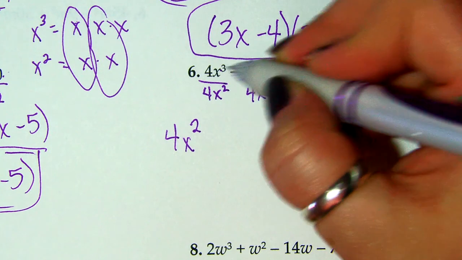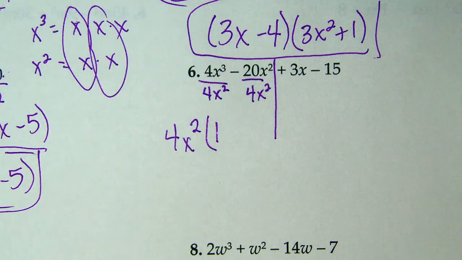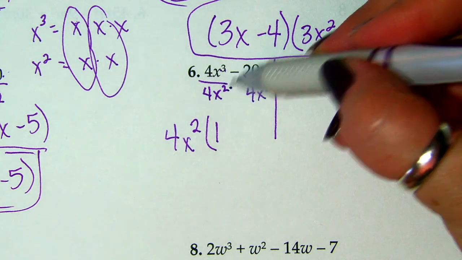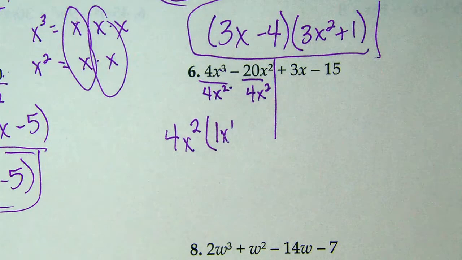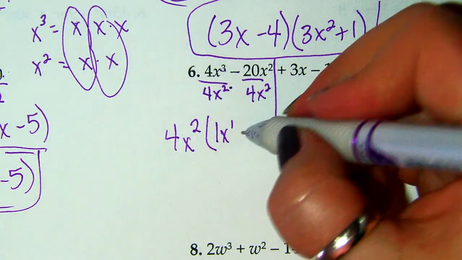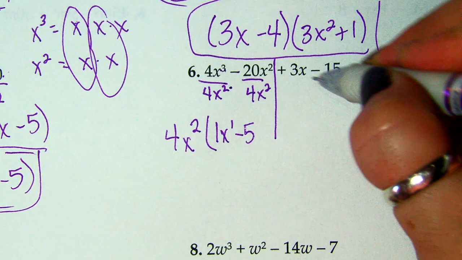So 4 divided by 4 is 1. X cubed over x squared is x to the first. Negative 20 over 4 is negative 5. And then again, the x's cancel out.